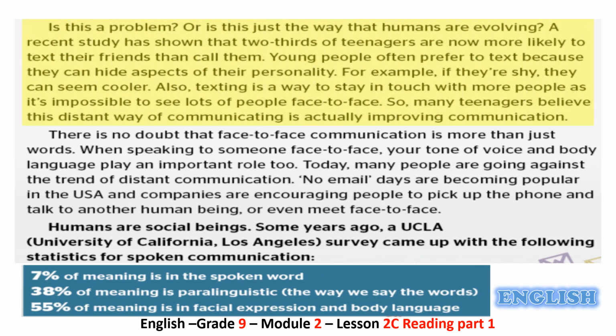Is this a problem? Or is it just the way that humans are evolving? A recent study has shown that 2/3 of teenagers are now more likely to text their friends than call them. Young people often prefer to text because they can hide aspects of their personality. For example, if they're shy, they can seem cooler. Also, texting is a way to stay in touch with more people, as it's impossible to see lots of people face to face. So many teenagers believe this distant way of communicating is actually improving communication.